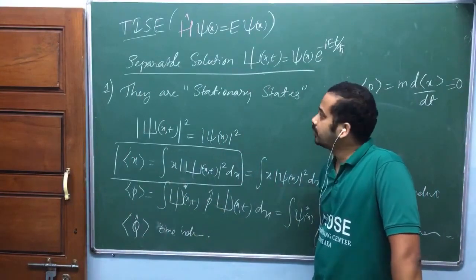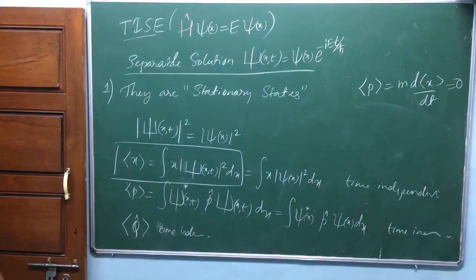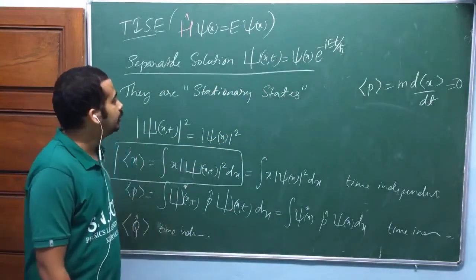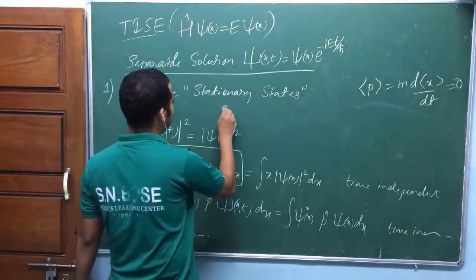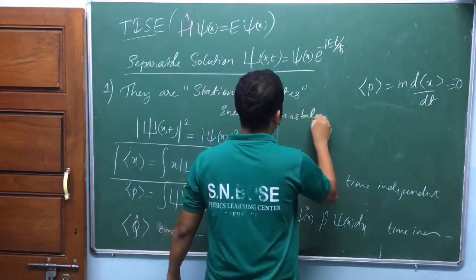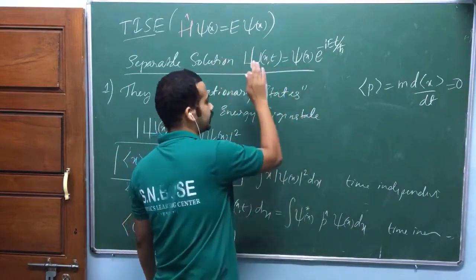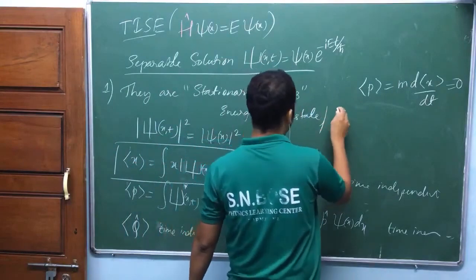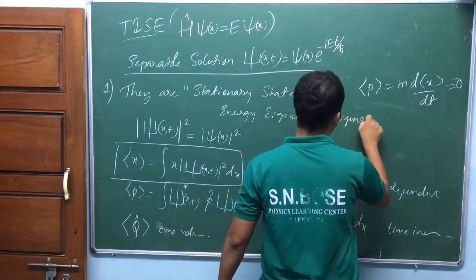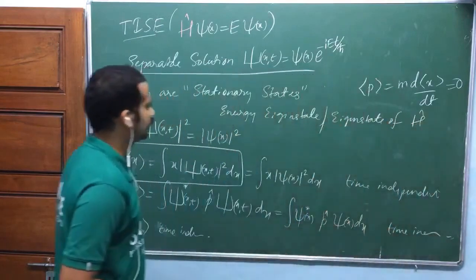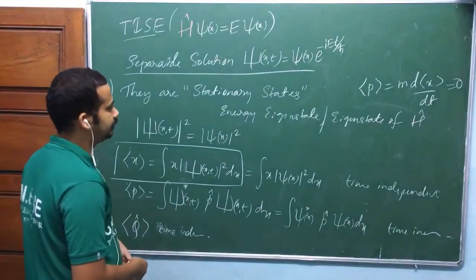Is that okay? So that's why the word stationary came. Every expectation value is constant in time. He has written that one. Read out that one. I'll give this one as a reading assignment. First one, they are stationary states. They are also called energy eigenstates. This wave function is our energy eigenfunction. Energy eigenstate or eigenstate of the Hamiltonian operator are the same. Different names are there.